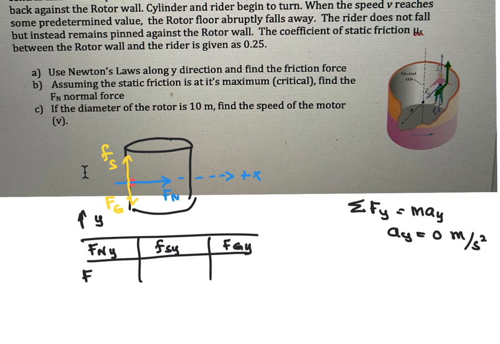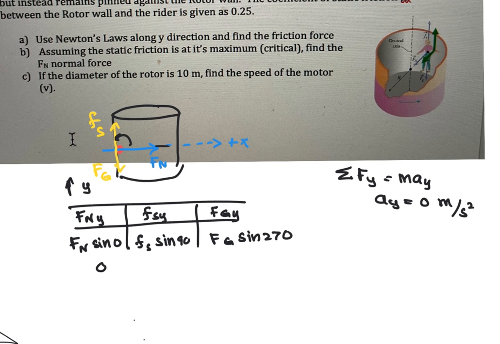So Fn sine 0, the angle is 0 because it is pointed along the x direction. Then Fs sine 90, it is making 90 degrees counterclockwise with respect to the positive x. And then Fg is sine 270. Check it on the calculator: sine 0 is 0 and sine 90 is 1, therefore here you have just Fs. Sine 270 is negative 1, therefore here you have negative Fg. Fg equals mg, so you have negative mg here.